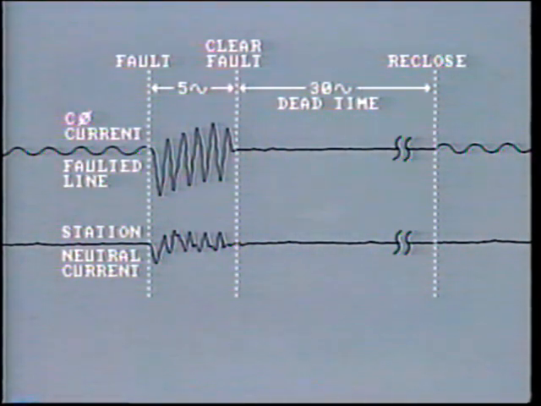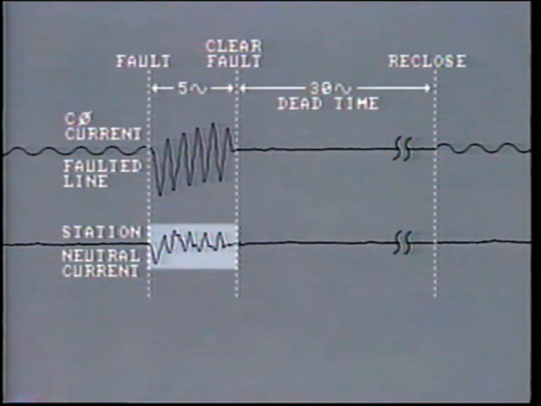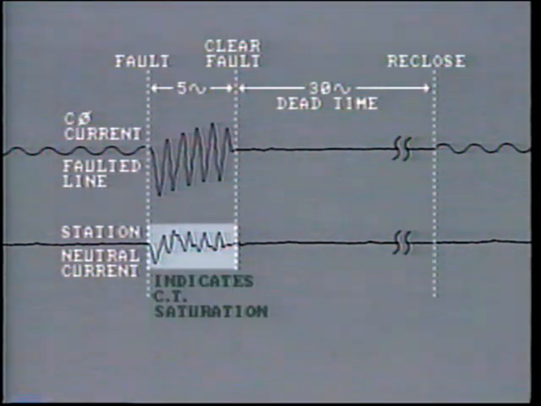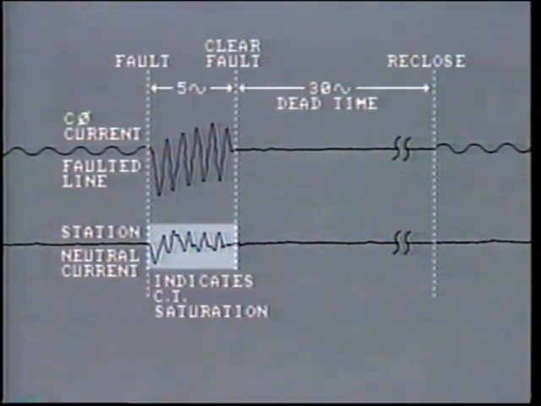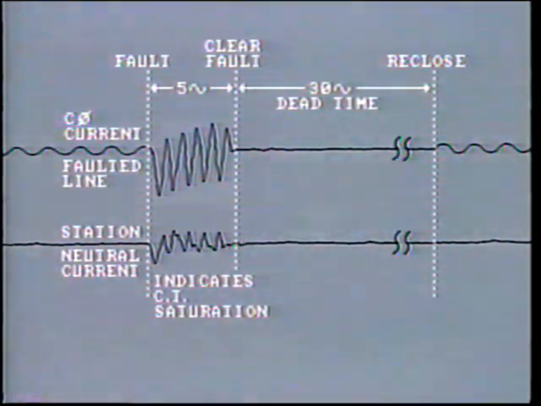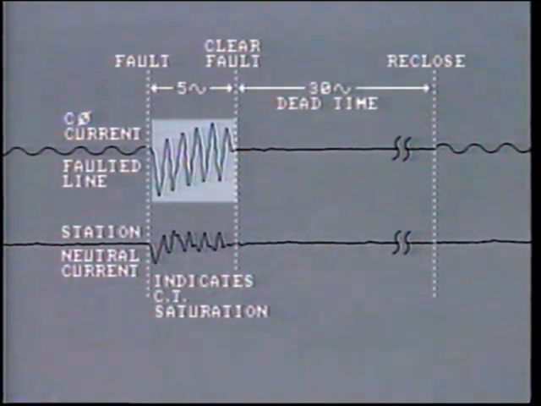So far, the line protection has operated exactly as we would expect. But take a look at the station neutral current. It is extremely distorted and became progressively worse during the 5 cycles that the fault was on. Distortion like this is a clear indication of CT saturation. In this case, the saturation is caused by the fact that the fault current is not symmetrical. There is much more negative magnitude than positive.